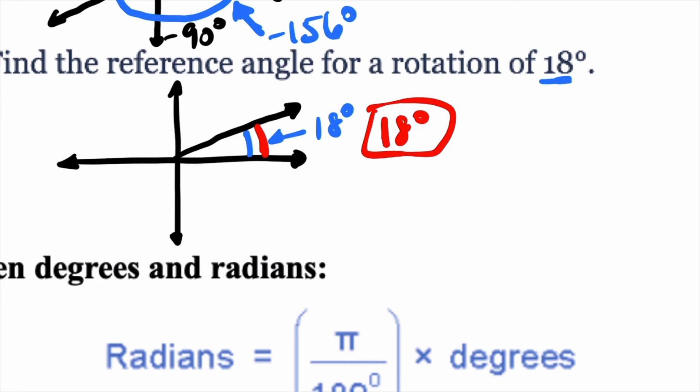In quadrant 2, it's how much to get to 180. In quadrant 3, how much is it to get back to 180? In quadrant 4, how much is it to get all the way around to get to 360?